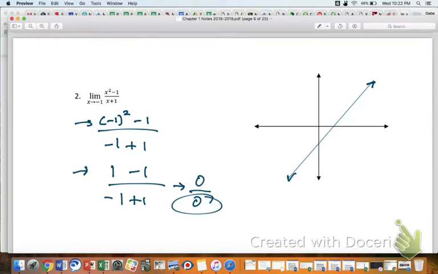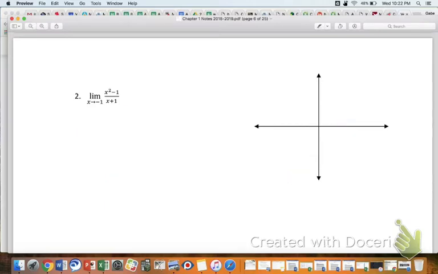That should be our first hint that maybe there's a little bit more going on with this function than meets the eye. Maybe the calculator didn't totally tell us the truth. So I'm going to clear this off, and we're going to go back here and do a little bit more investigation.